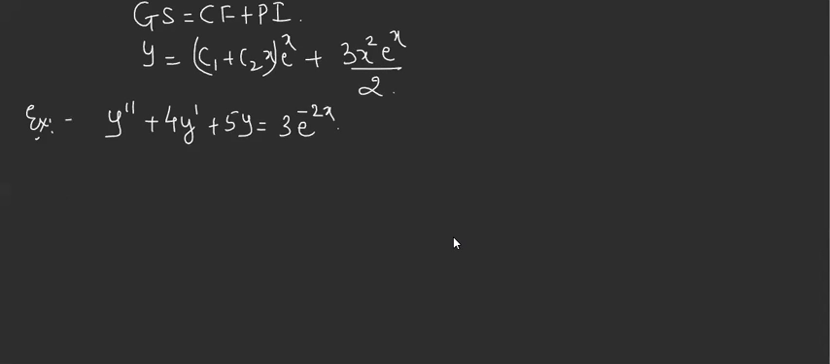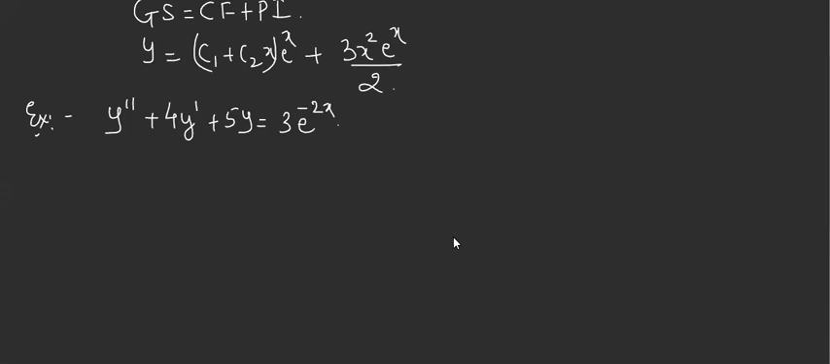Try to solve it. Even y double dash means d square y by dx square. So it will give me (d square + 4d + 5) into y. Correct? Homogeneous or non-homogeneous?